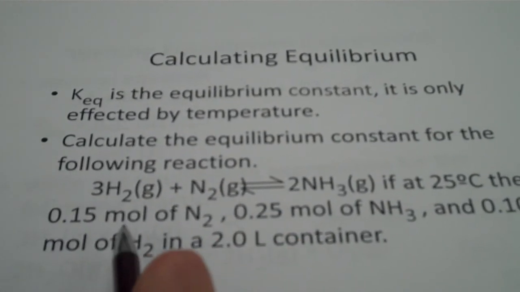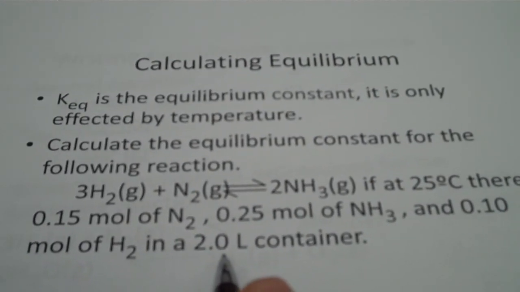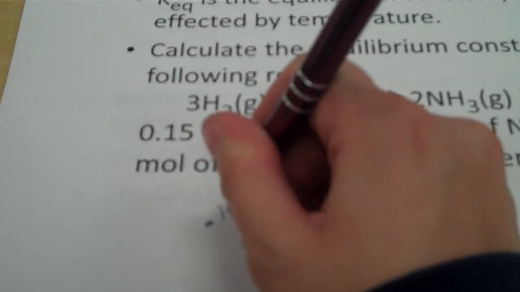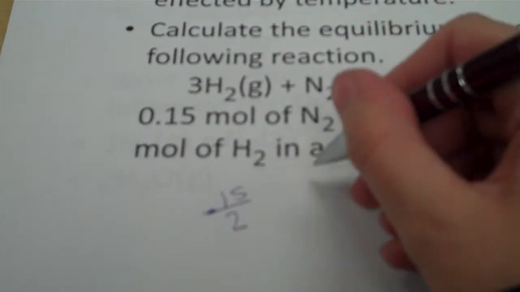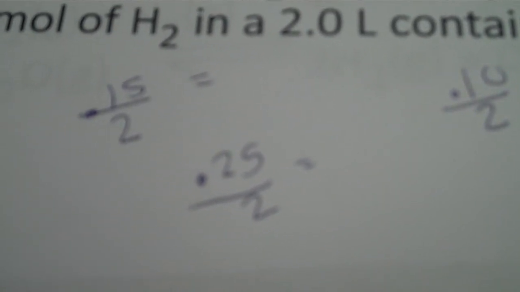All right, we have our moles and we have our volume. So what we need to do is figure out our molarity. We're going to take our 0.15, divide that by 2, which will equal our molarity. Then we're going to take 0.25, divide that by 2, and that will give us our molarity as well. Then also 0.10, divide that by 2, and that will give us our molarity as well. Okay. All right, let's start over again.